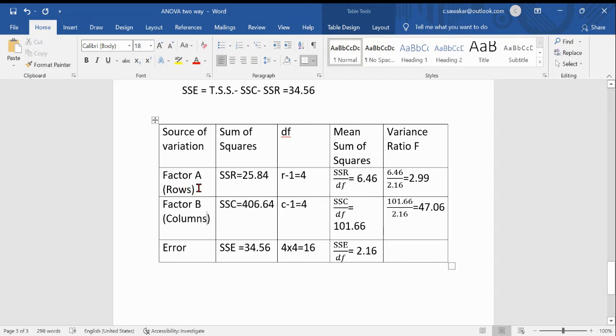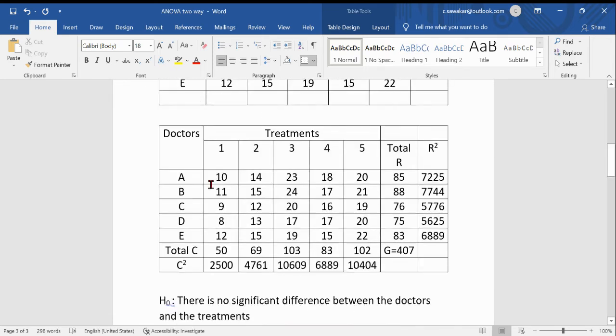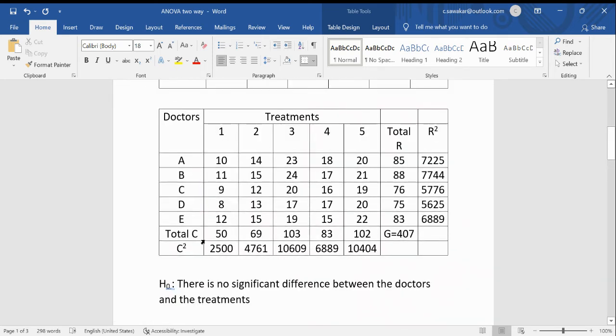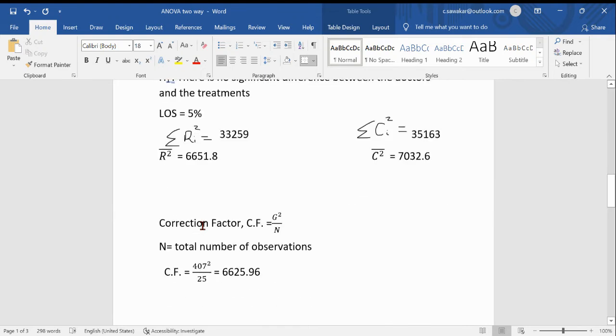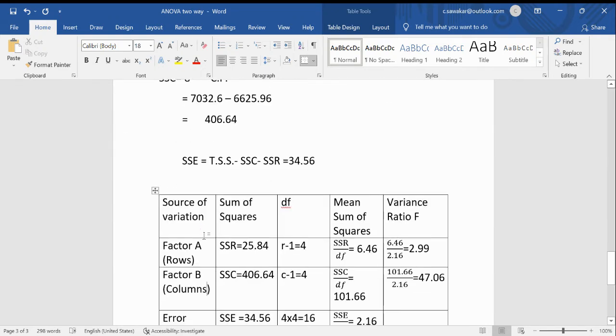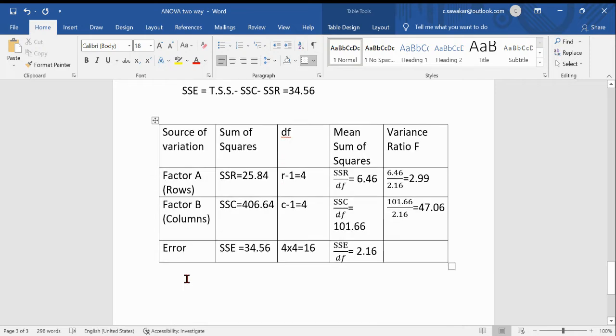Now let's see factor A. Factor A is what? In terms of rows, I have just named them as A. Now across the rows means what? In case of rows, what were the things? The doctors are there. Across the rows, the difference between the doctors. So we are checking for this, factor A is the doctors and factor B is the columns. Factor B is the treatment.